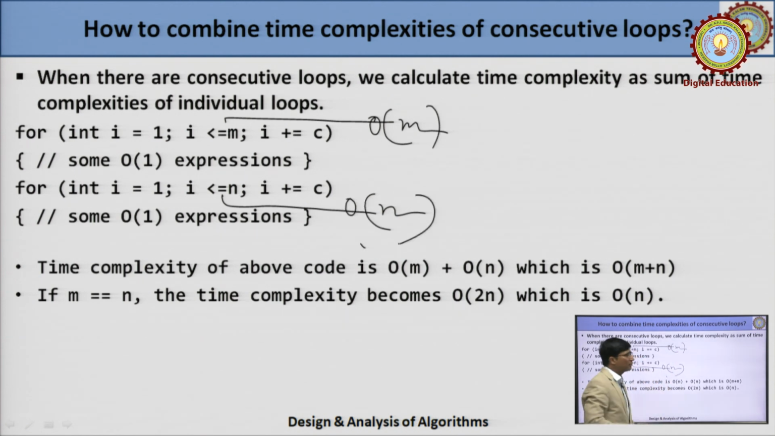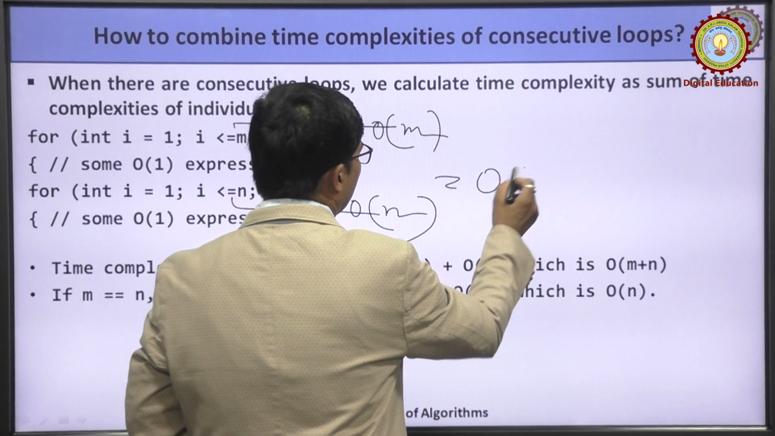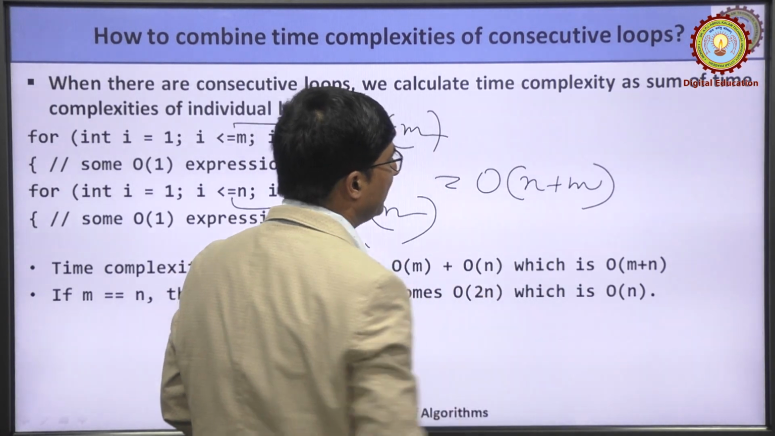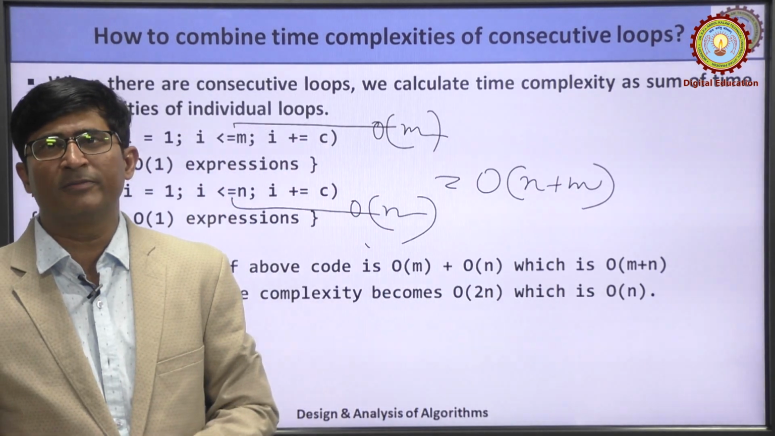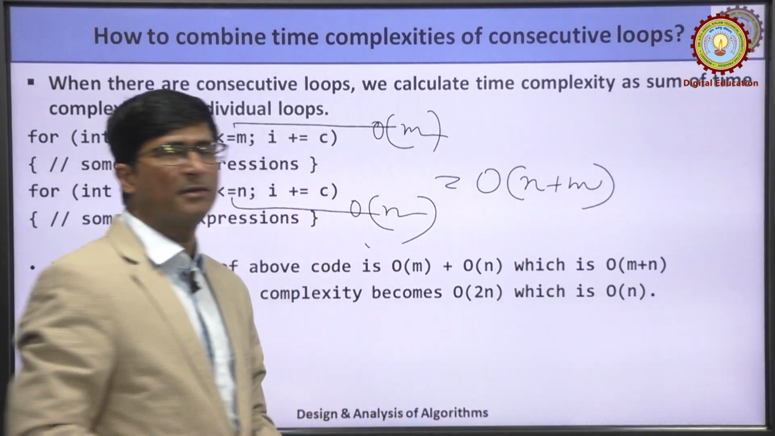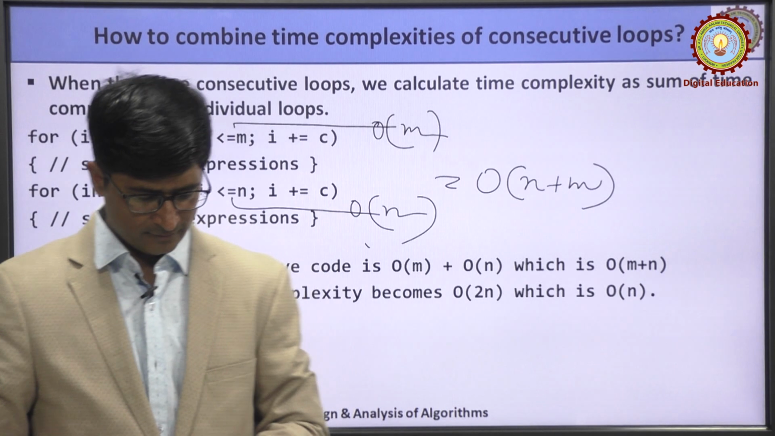So, we would add up order of m plus order of n, which can be stated as order of m plus n. If both the terms are of equivalent nature, suppose m is equivalent to n, it comes out to be 2n, which can be termed as order of n time complexity.